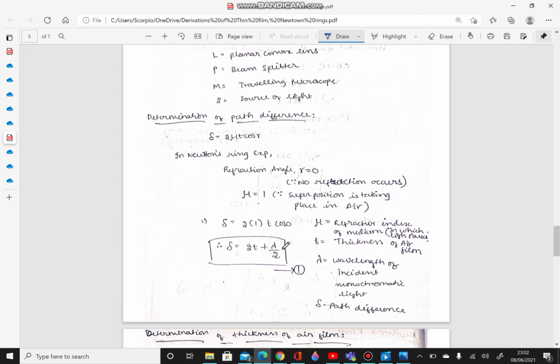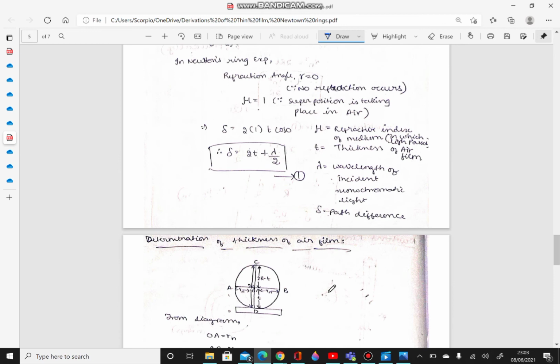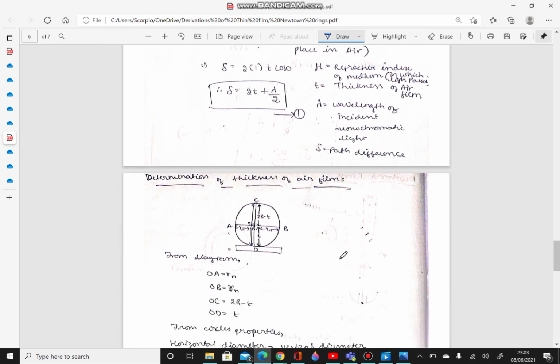We are adding lambda by 2 because due to interference and several other irregularities, we get an extra path difference of lambda by 2. Thus, the generalized formula for path difference here is 2t plus lambda by 2. But unlike in the previous case, we don't know the value of t here, so we need to find the value of t first. So, determination of thickness of air film.